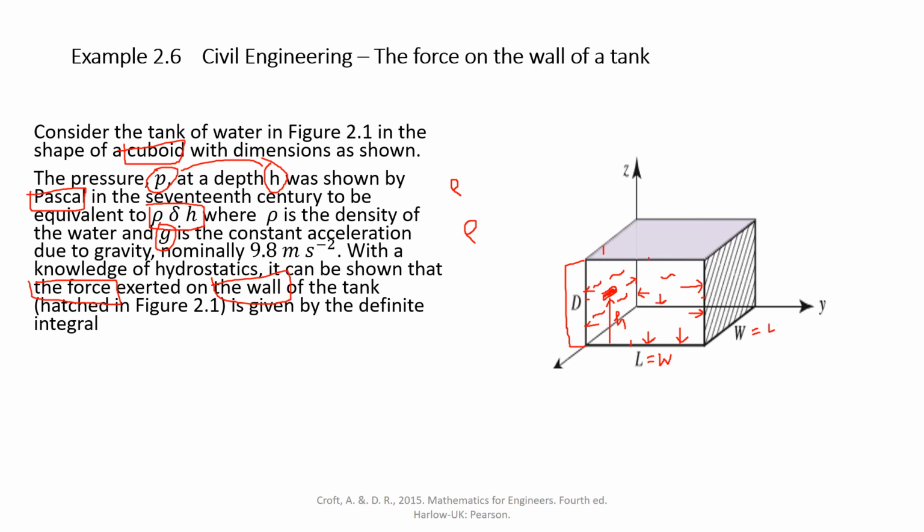So the force exerted on the wall of the tank is given by the definite integral. This civil engineers modeled the force exerted on the wall this. So rho is density, g is constant of integration, and w is actually the width, and d is the total height of the tank, and z is the variable. Okay, z is the variable.